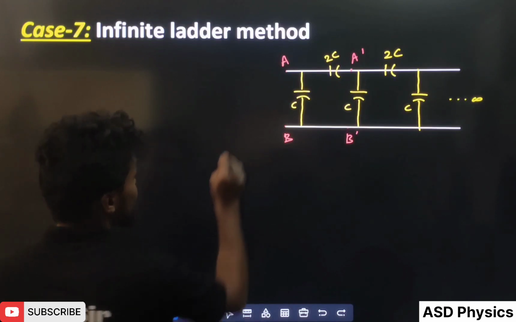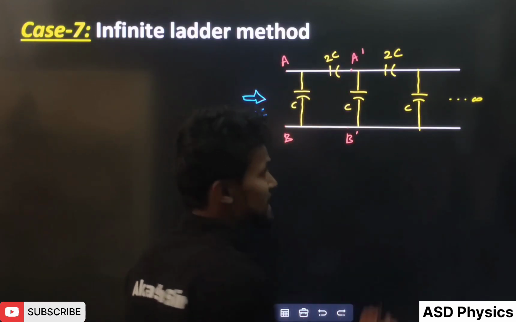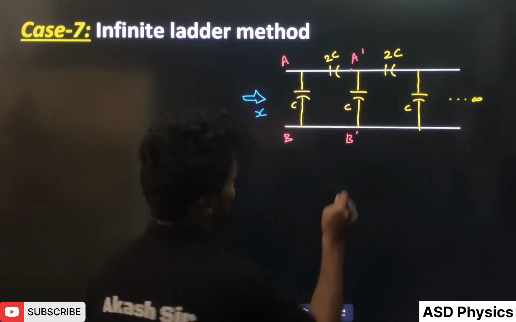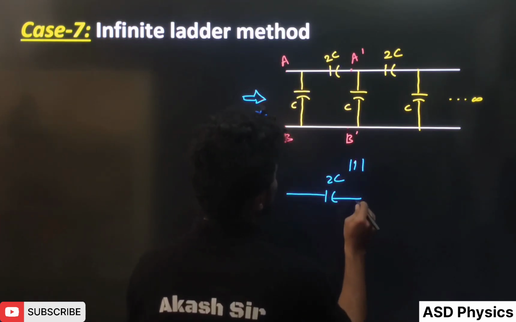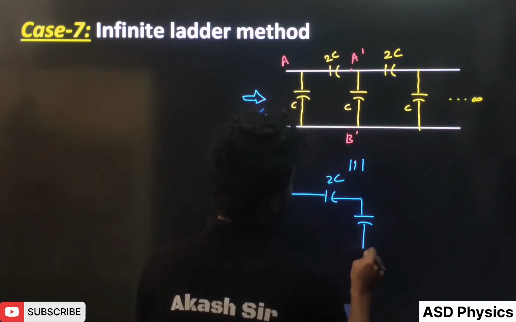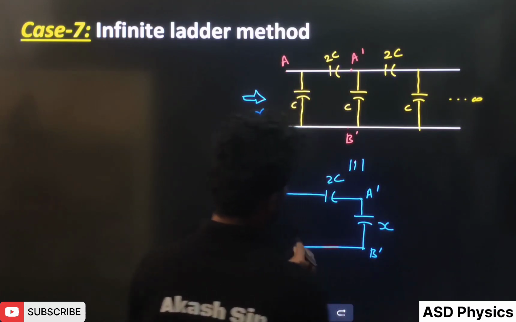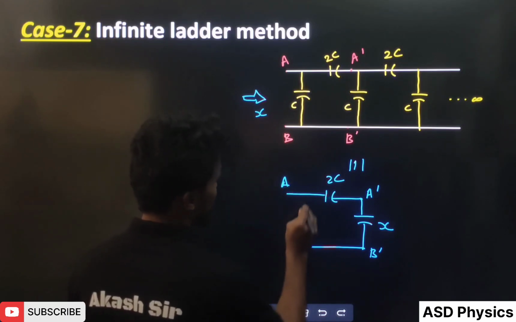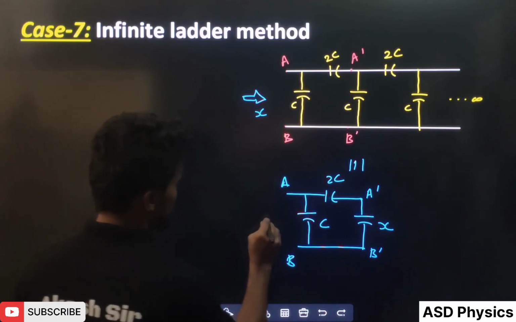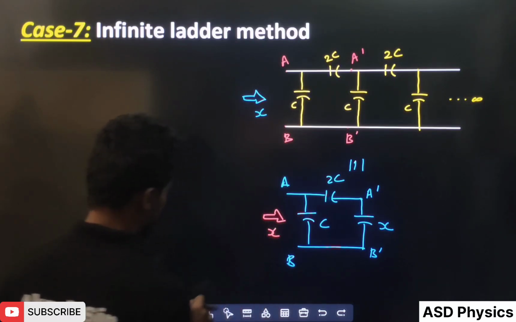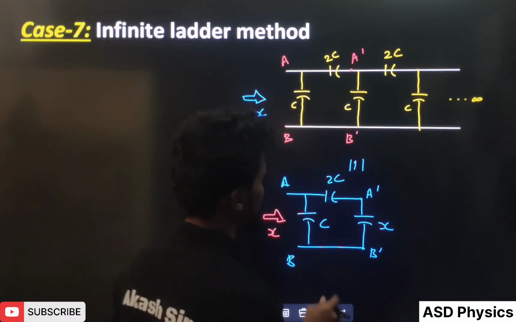Okay, so let's take the equivalent between points A and B as X. So across A dash, B dash will also be X. So if I write the equivalent here, this is 2C, and this is X, and this is A dash, B dash. And here is AB, and here we have connected the C. And anyhow, the equivalent here is X.